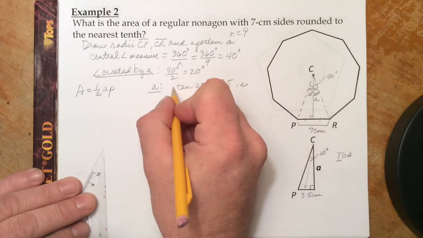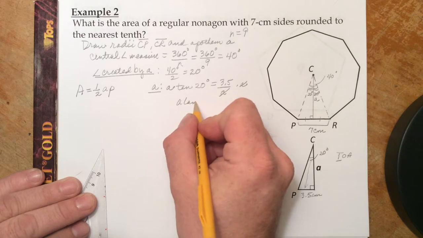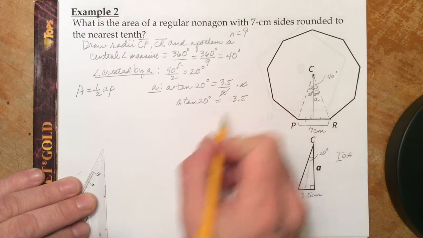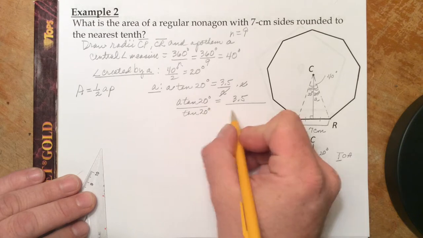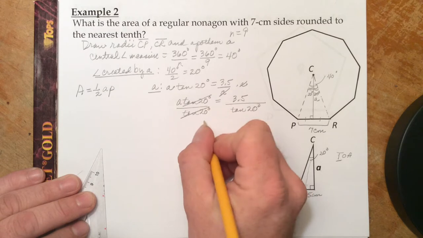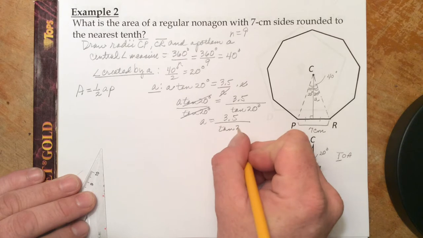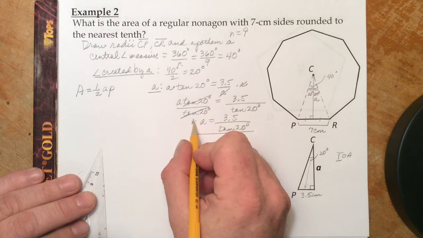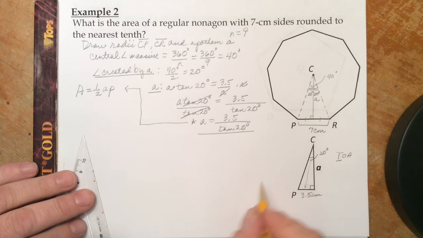Multiply both sides by a. These a's divide out, and we get a times the tangent of 20 degrees equals 3.5. Then to solve for a, we divide both sides by the tangent of 20 degrees. The tangent 20s divide out over here, and we get a equals 3.5 over the tangent of 20 degrees. Now this is the exact value of the apothem, so we hold on to this. We'll be using it here. We now need to find the perimeter, P.